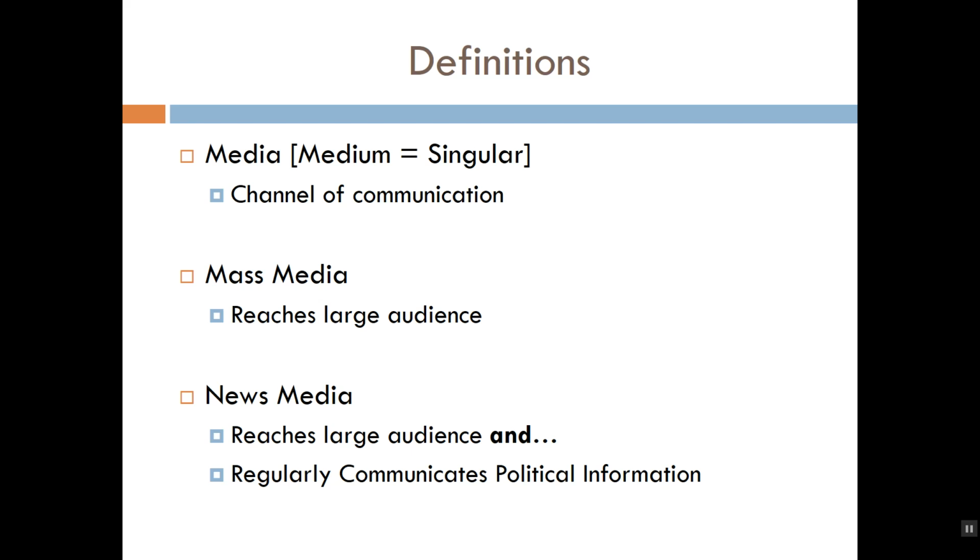What separates the news media from general mass media is that a news medium will regularly or routinely communicate political information about the world. Now, let's not get confused. I'm not telling you that the mass media never contains political information. As I mentioned before, mass media is a category that includes music. And we've all heard those songs that contain or have political information embedded in their lyrics.